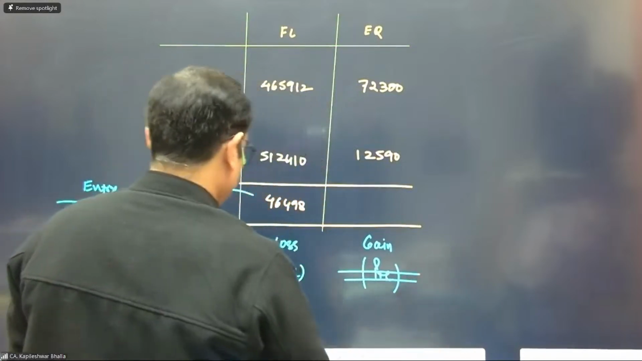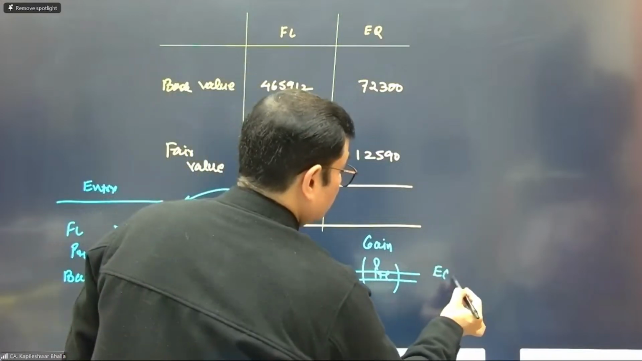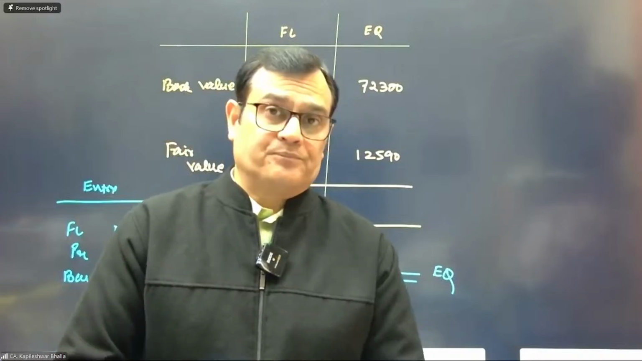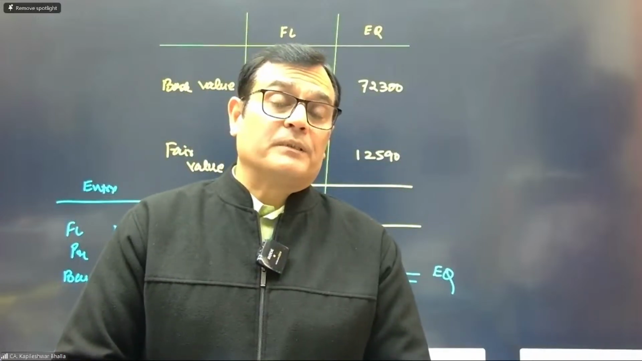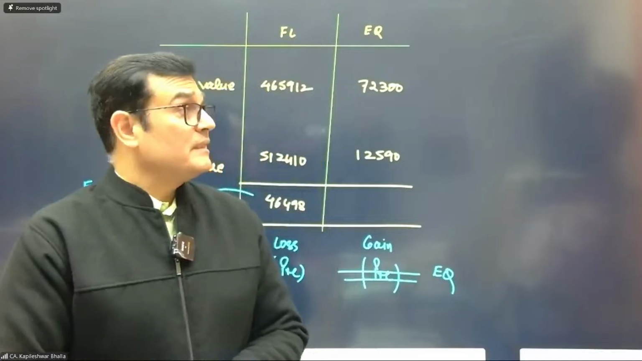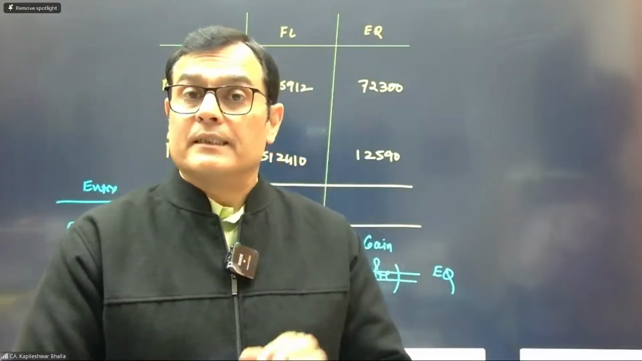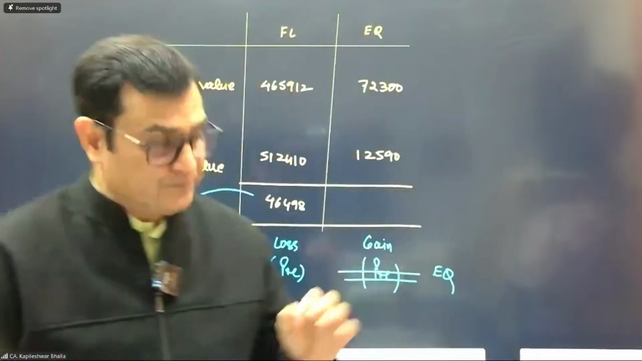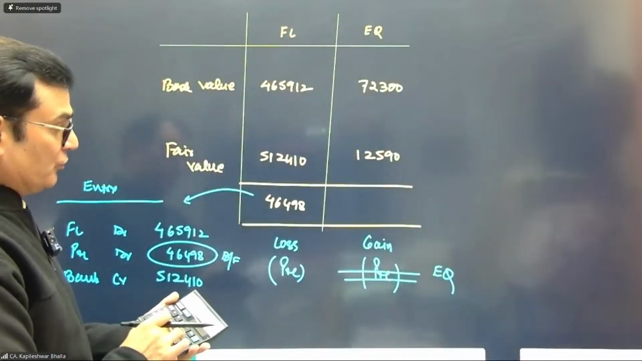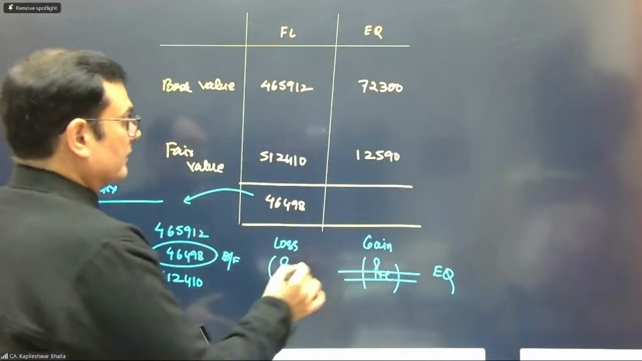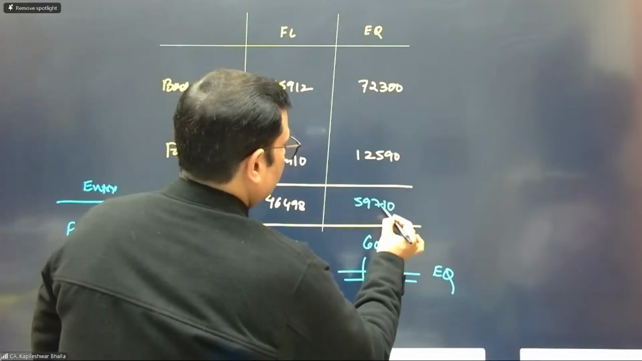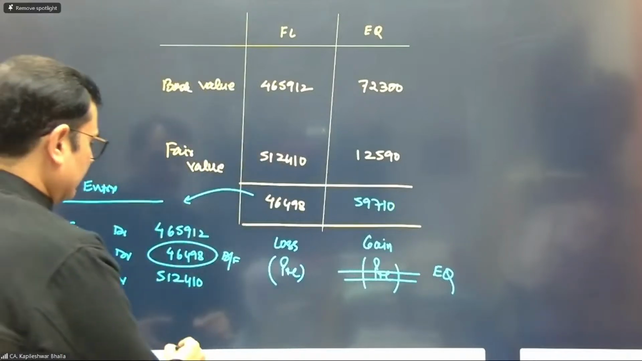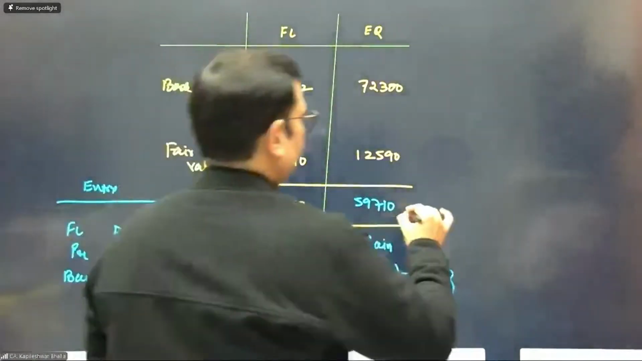for Ind AS, every time it is related to equity shareholders, the gain or loss is always taken to equity. So the settlement of the FL component will be a gain or loss in the P&L, but the settlement in terms of the equity component is going to be taken directly in SOCIE, that is in the retained earnings. So this is 72,300 minus 12,590. This is 59,710.